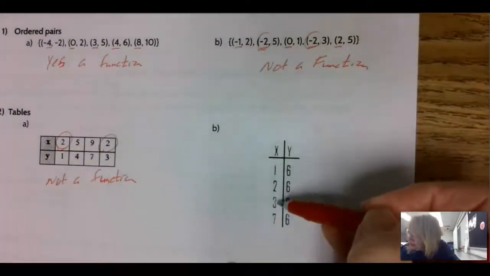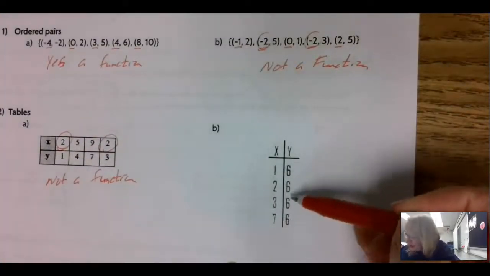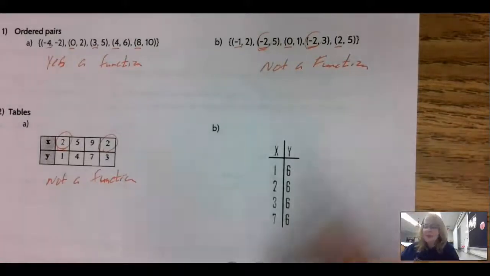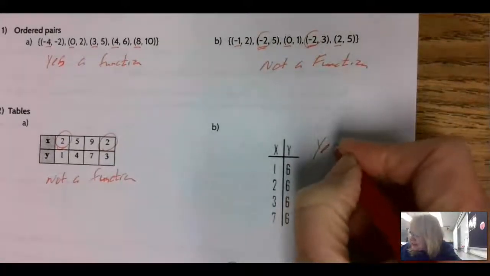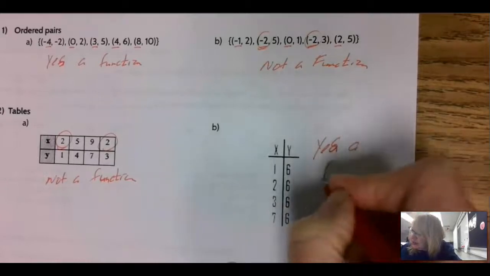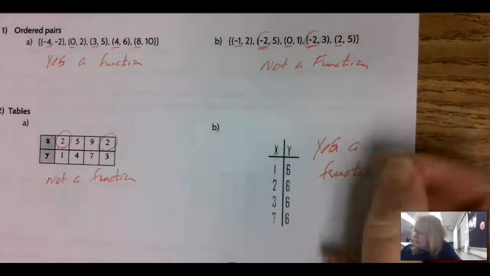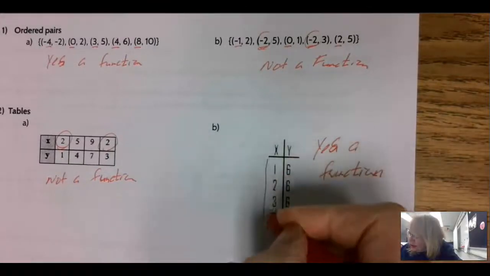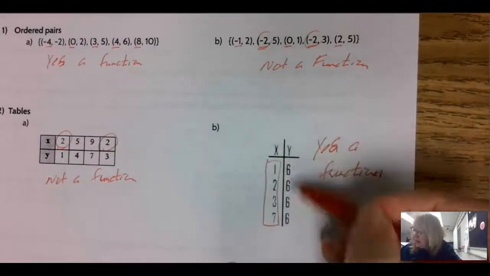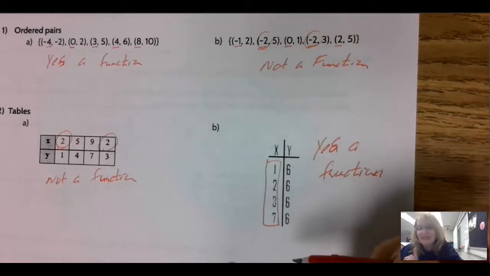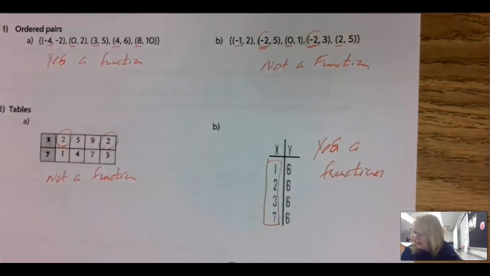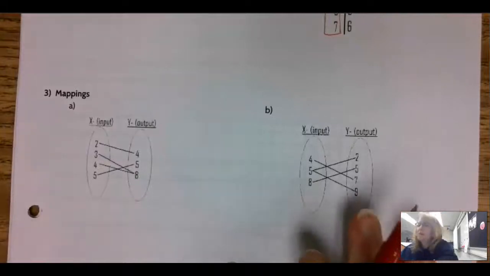Anyway, okay, look at this. Do I have any x values that repeat? Nope. Now look at those y values. They're all the same. This is what I mean. This is a function. Yes, a function. Okay, this is a function because no x values repeat. My y values are all the same, but that doesn't matter. It's the x values.